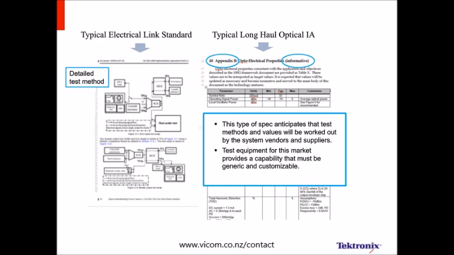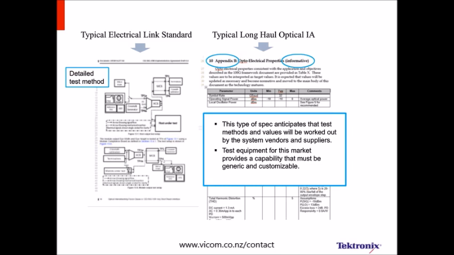I want to just quickly, just for fun, if you haven't seen some of these specifications, it's kind of blurry, but just give you a feeling for what's in some of these different types of standards and interoperability agreements. So a typical electrical link standard that you would expect people to be compliant to will have terrifically detailed test methods. And so this is going to tell you what type of test equipment to use, how to hook it together, what the settings should be, how to calculate the results.